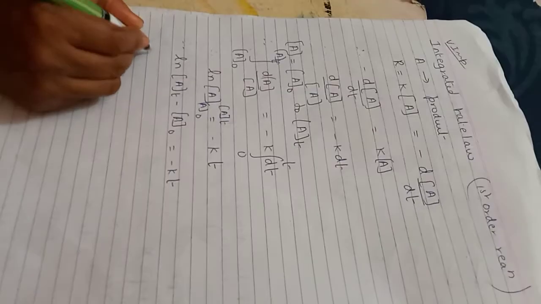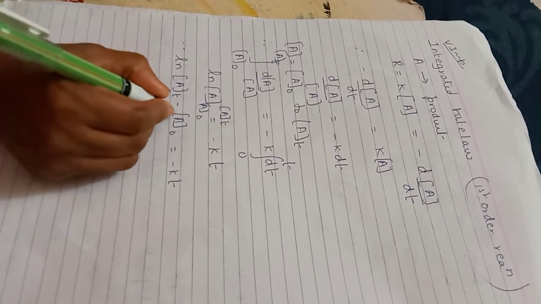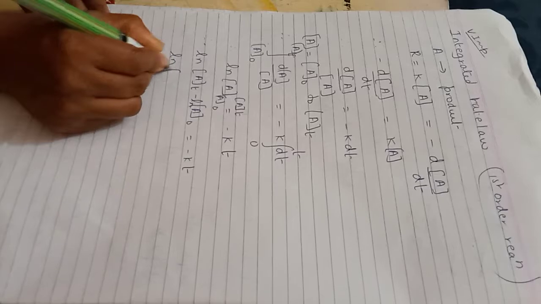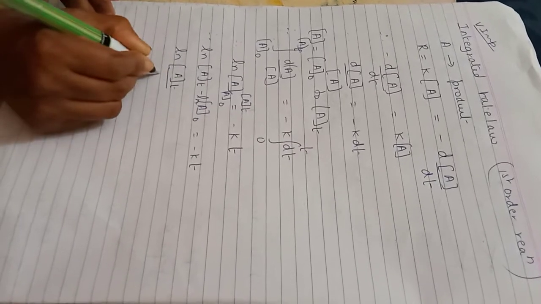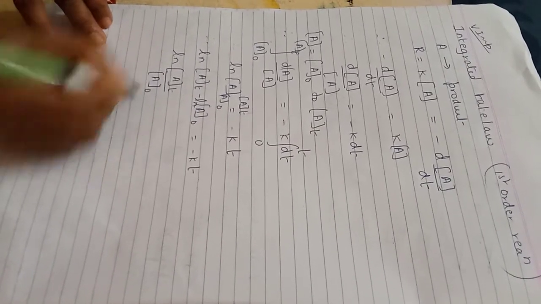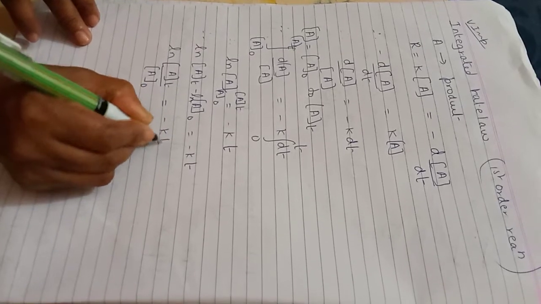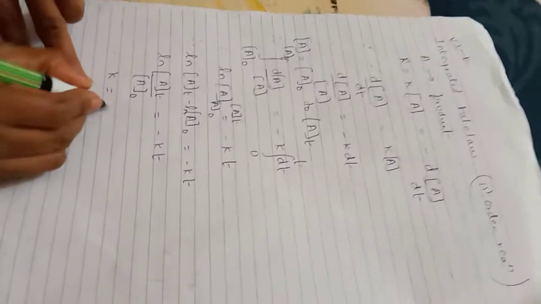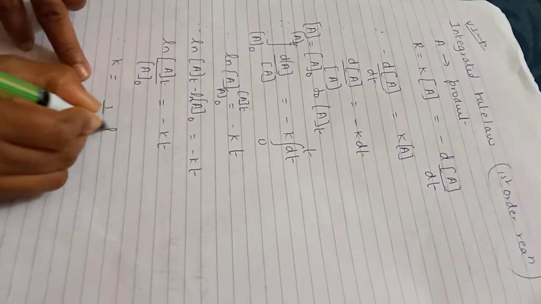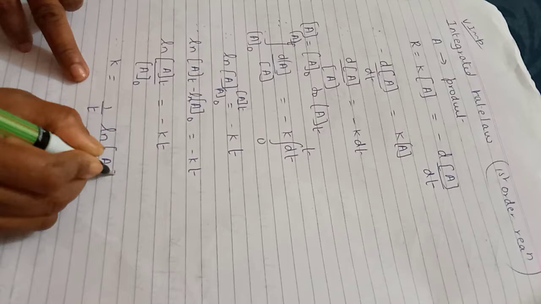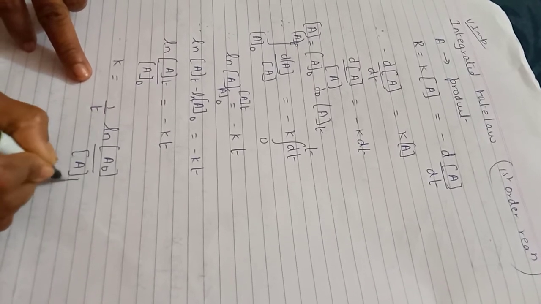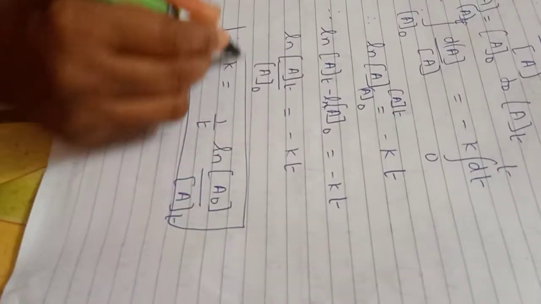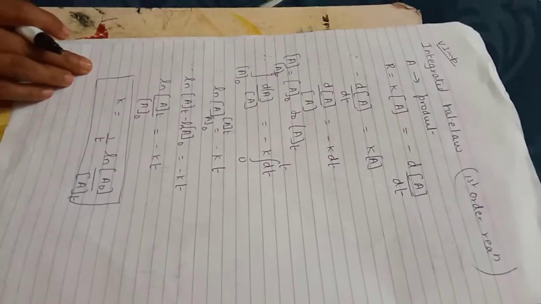What is log A minus log B? It is log of A upon B, equal to minus kt. Therefore, what is K? Reciprocal. Invert this, because I want to remove the negative sign. It will be K equals 1/t log of concentration of A naught divided by concentration of A at t. What is this? This is the formula to determine the rate constant for a first order reaction.